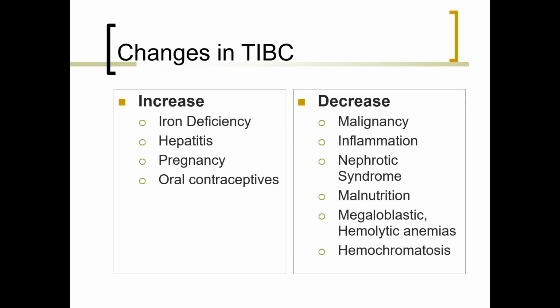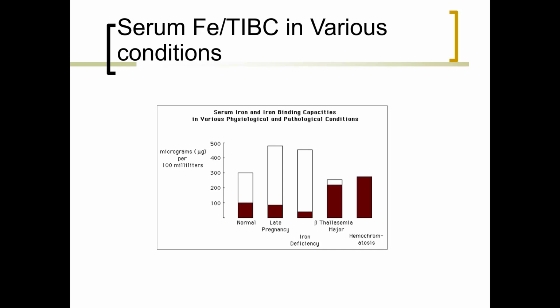Changes in TIBC: an increase would indicate iron deficiency, hepatitis, pregnancy, oral contraceptives, and a decrease in malignancy, inflammation, nephrotic syndrome, malnutrition, megaloblastic hemolytic anemias, and hemochromatosis. And this is just a picture showing serum iron and TIBC in various conditions. You can take a look at this.